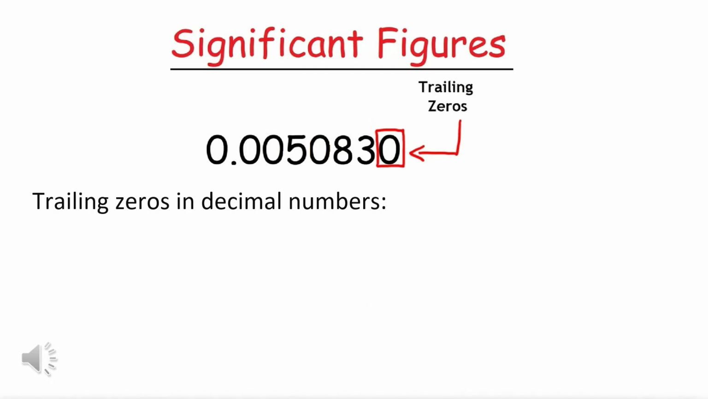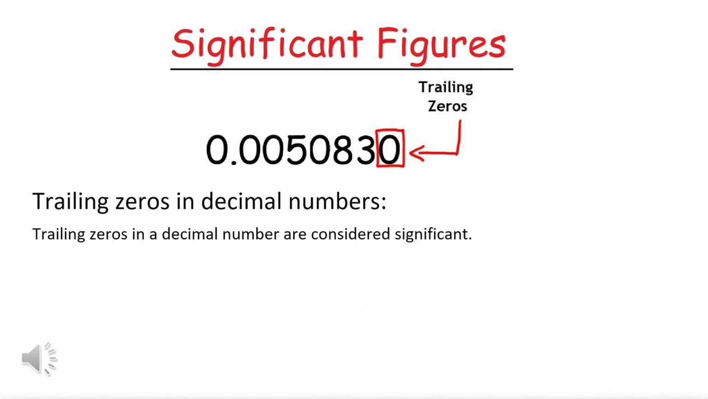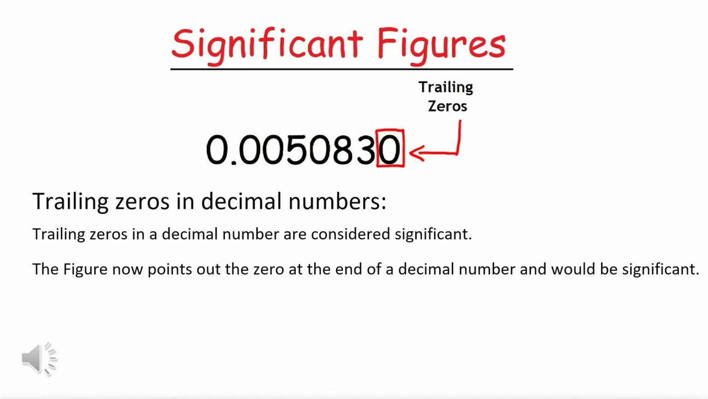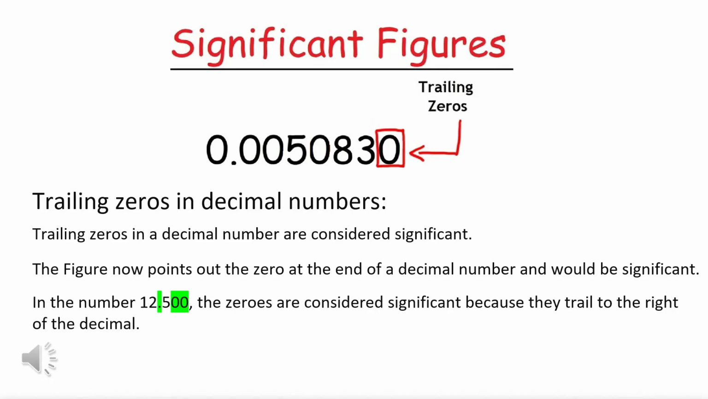Now here's where things change. Trailing zeros in decimal numbers are significant. That's because they tell us about the precision of a measurement. Our main example is back to a decimal value. So, a zero trailing the decimal point or trailing non-zero digits will be significant. Looking at another number, 12.500, all 5 digits are significant, including those zeros after the 5.